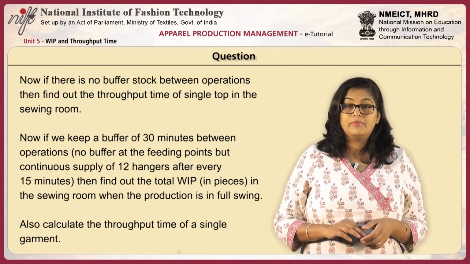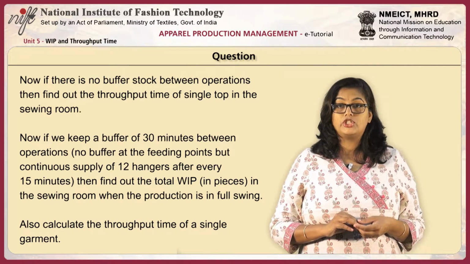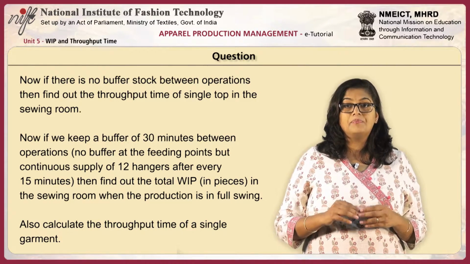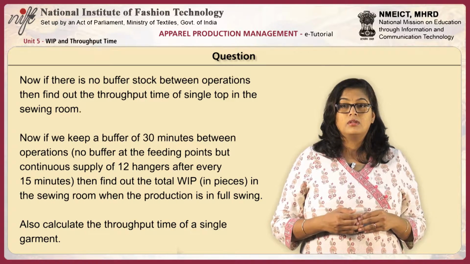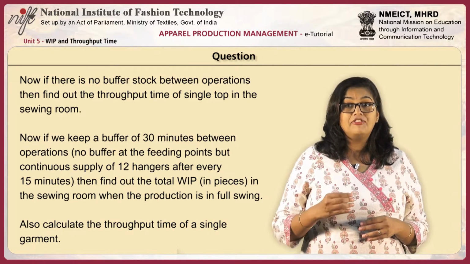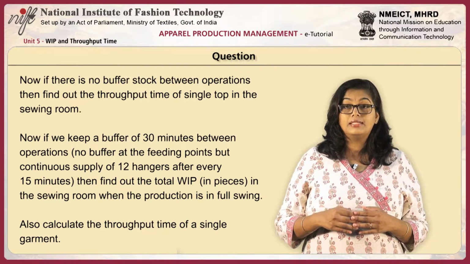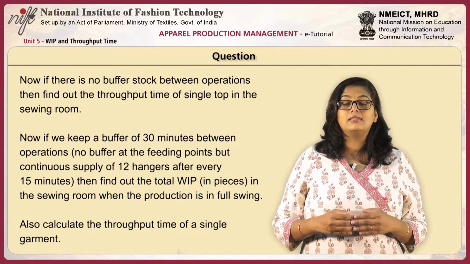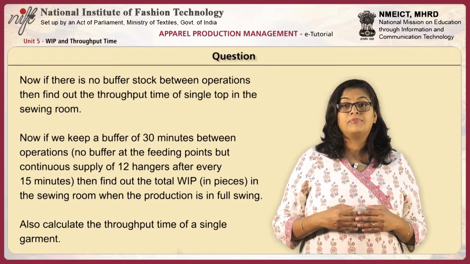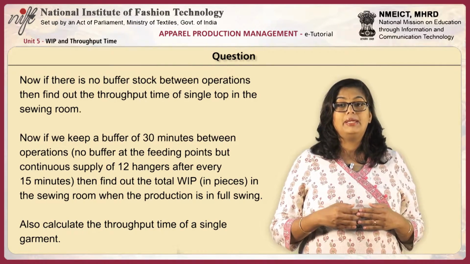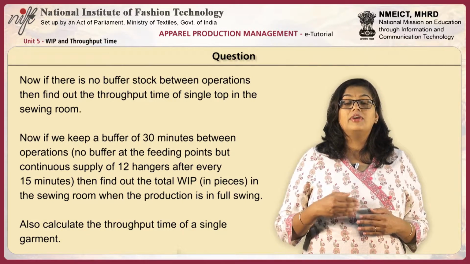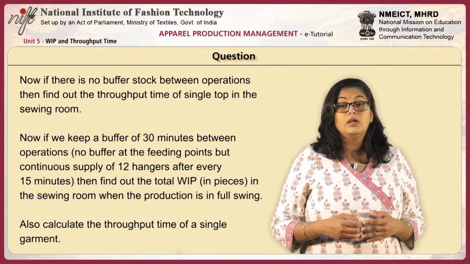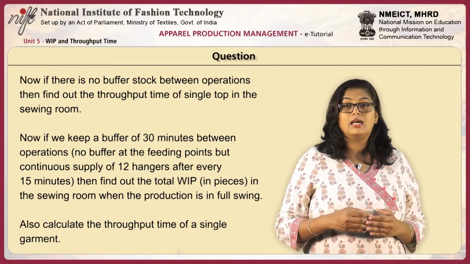Now in this scenario, if there is no buffer stock between operations, then let's try and find out the throughput time of a single top in the sewing room. Now if we keep a buffer of 30 minutes between operations, that is no buffer at the feeding point but continuous supply of 12 hangers every 15 minutes, then find out what is the total WIP in pieces in the sewing room when the production is in full swing. Also, we need to calculate the throughput time of a single garment now.